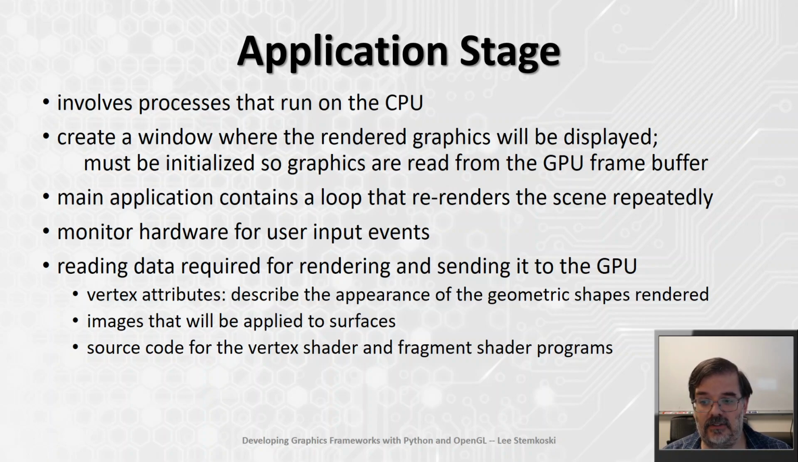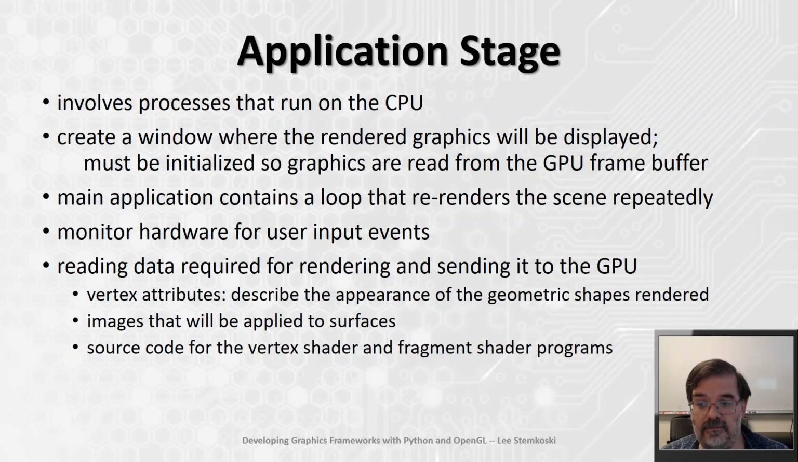Another class of tasks performed by the application includes reading data required for the rendering process and sending that data to the GPU. Some of this data could include vertex attributes, which describe the appearance of the shapes being rendered, image data, which could be applied to surfaces, and the source code for the vertex shader and fragment shader programs, which will be used later on during the graphics pipeline.